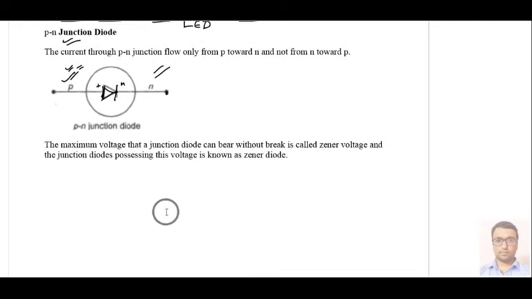After that we have a few terms. The maximum voltage that a junction diode can bear without breaking down is called the Zener voltage, and a junction diode possessing this voltage is known as a Zener diode.